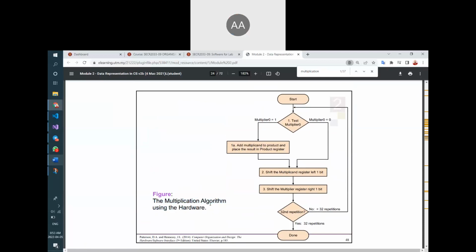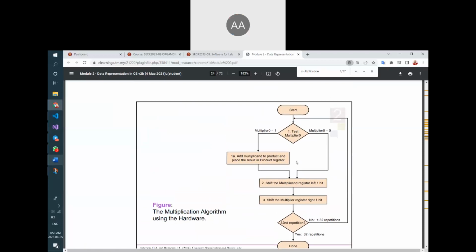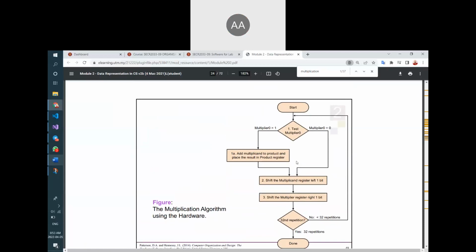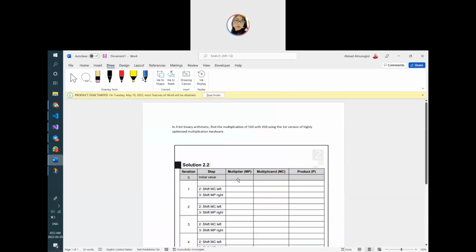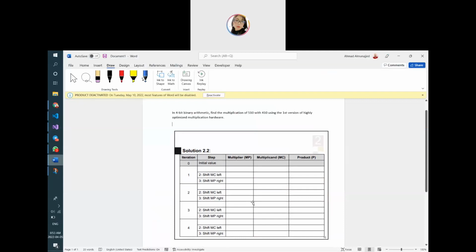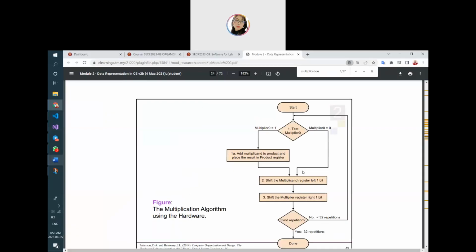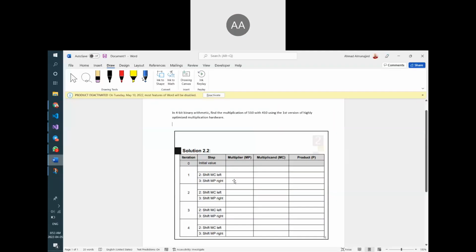Did you attend last class? Yes. This one we already went through together. Okay, maybe you need this flowchart and then you can put it in the question for you to look into what are the steps that you need. You mean we need to follow this flowchart to answer this question, right? Yeah. Okay.